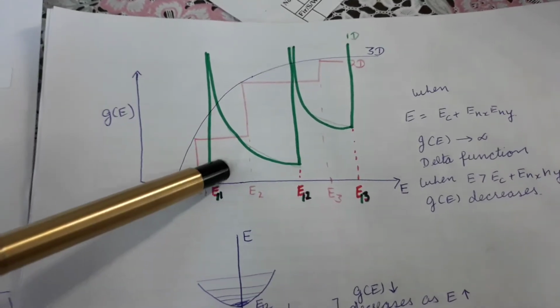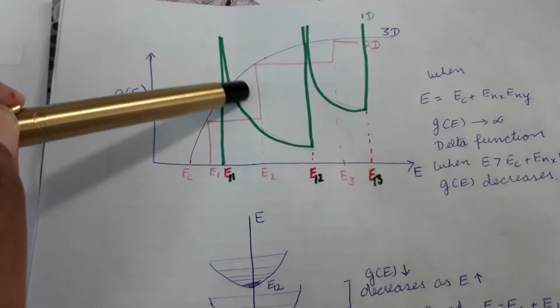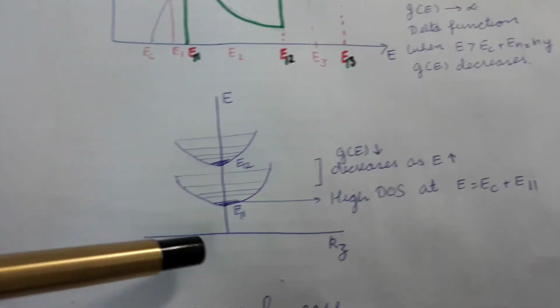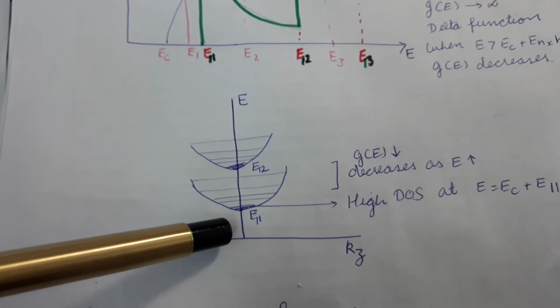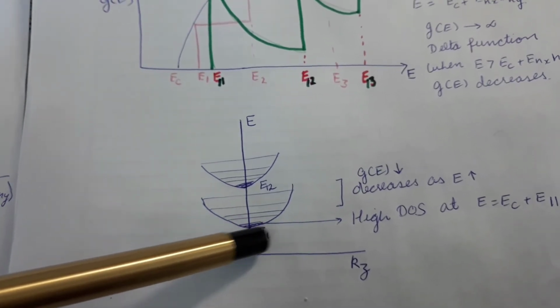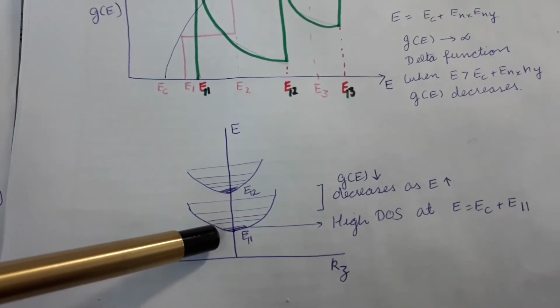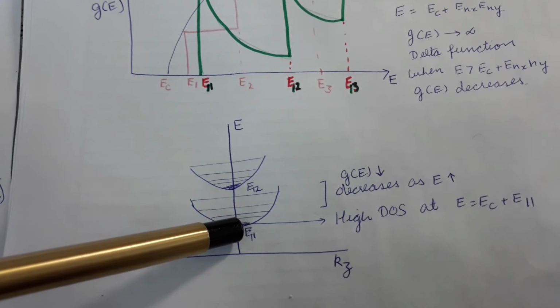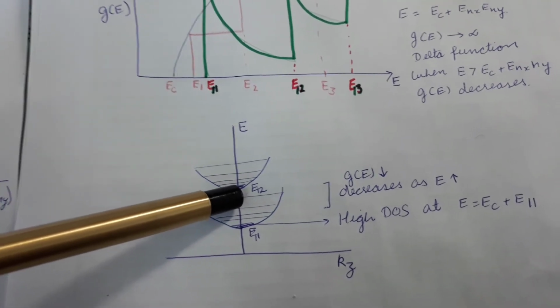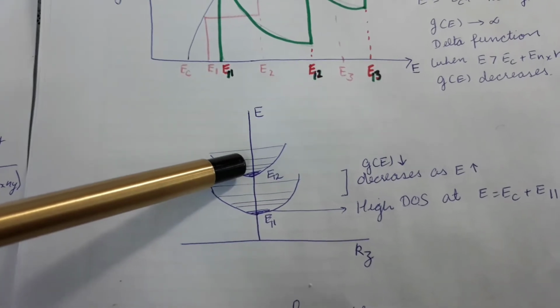Now what does it mean that it shoots up and then it is almost like a delta function here, and then it decreases? So if we have a look at the subbands, you see that at this lowest value of the subband, the density will be very high and very sharp. So a high density of states will be here, and as you move above, the density of states will decrease, and so on for the next subband also.